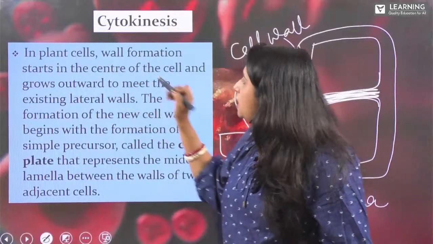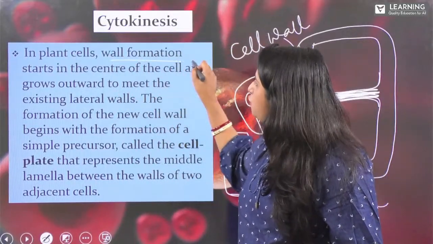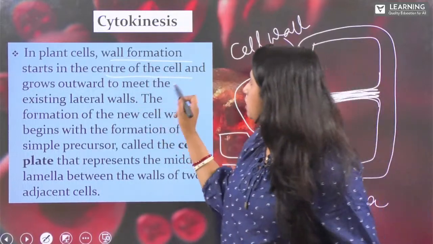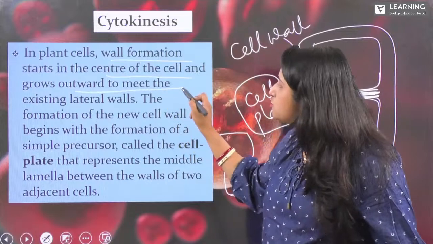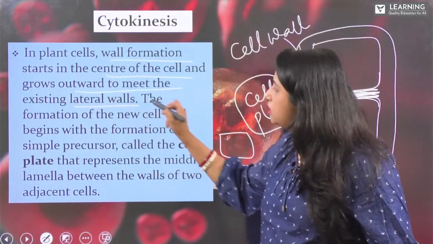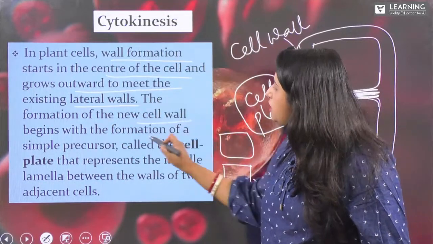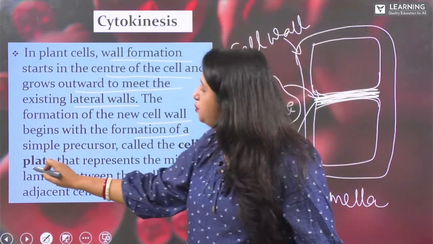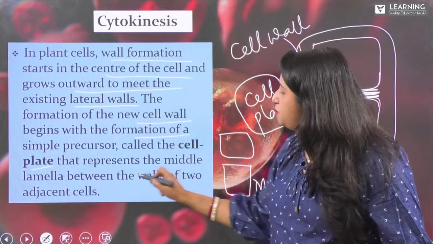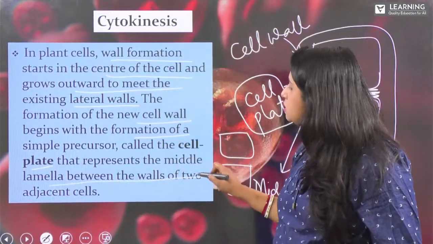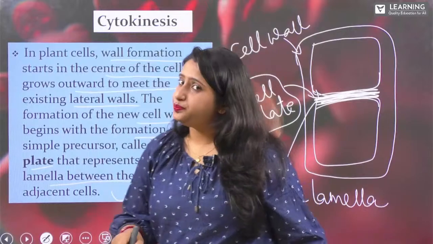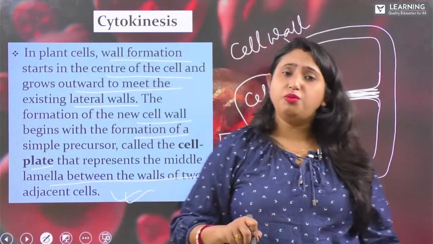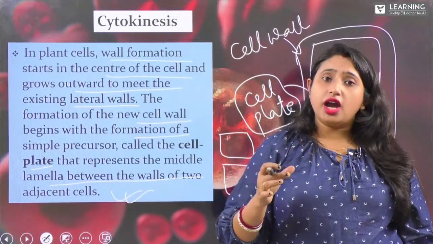So see, in case of plant cells, the wall formation starts in the center of the cell and grows outwards to meet the existing lateral walls. The formation of a new cell begins with the formation of a simple precursor called the cell plate, and that represents the middle lamella between the walls of the two adjacent cells. So this is how the cell divides in case of plant cell. That is how cytokinesis takes place.